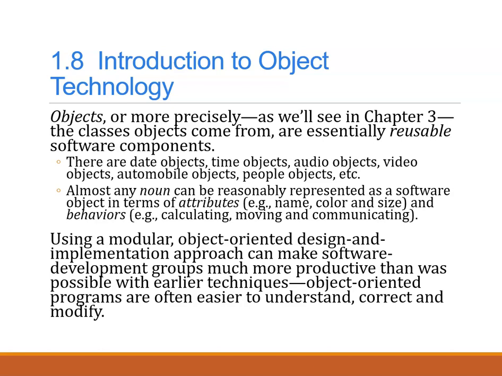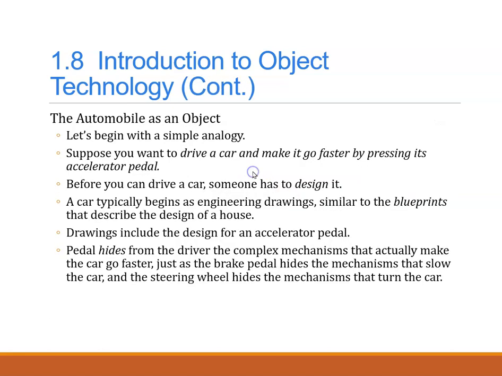Now, the find-the-nouns method of determining your objects has become a little obsolete because it's not quite enough, but it's a good place to start. Using a modular object-oriented design and implementation approach can make software development groups much more productive, and object-oriented programs are often easier to understand, correct, and modify. So let's start with an example.